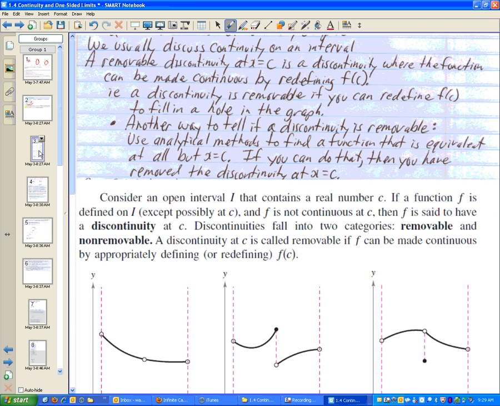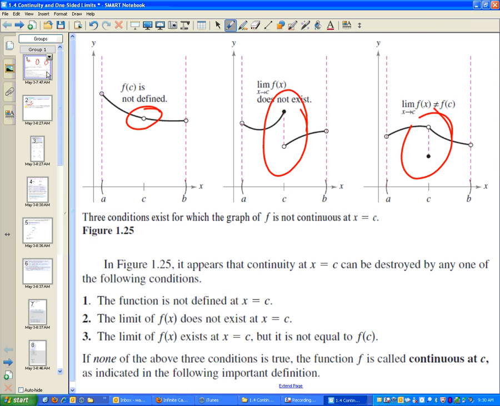Now, not all discontinuities are created equal. There are removable discontinuities and non-removable discontinuities. Short version: a removable discontinuity is one where all you have to do to make it continuous is to fill in the hole. Other than that, it's a non-removable discontinuity. So if we look at these again, the first one, that's a removable discontinuity, because all we have to do to make it continuous is figure out how to fill in the hole.